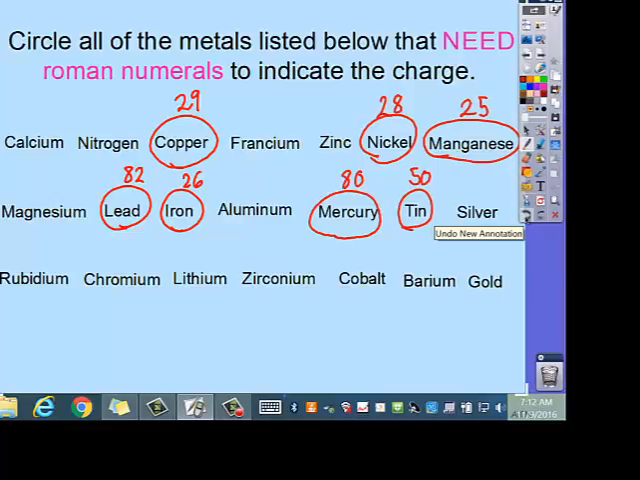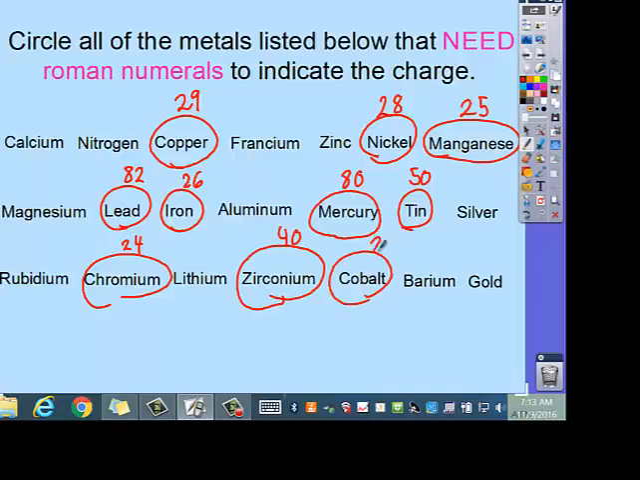Rubidium, number 37. That is in group 1A, so no. Chromium, yes. That is number 24. Lithium, no. That's number 3. Zirconium, yes. Zr, number 40. Cobalt, yes. Number 27. Barium, nope, because barium is number 56. Gold, yes. That is number 79. So you need to know the differences between when you put Roman numerals and when you don't. All of these up on this board are positive charges, meaning they are all going to lose electrons because they're all metals. Metals lose electrons, so they're all going to have a positive charge.